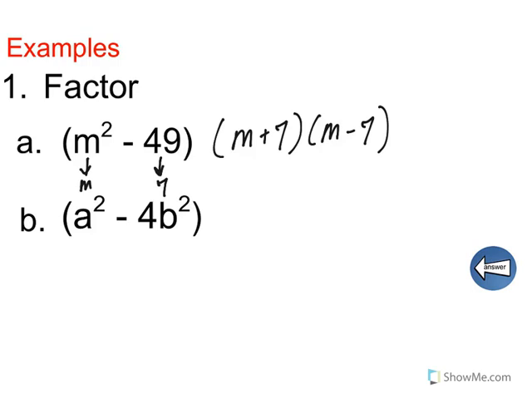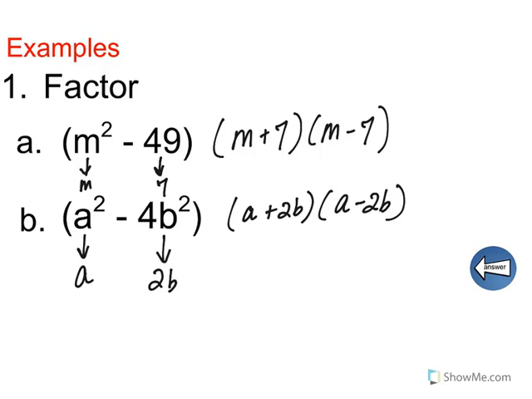Again, let's do the same thing with a squared minus 4b squared. We take the square root of the first term, which is a, and the square root of the second term, which is 2b, and then we write it as the product of a sum and a difference. So that would be a plus 2b and a minus 2b.